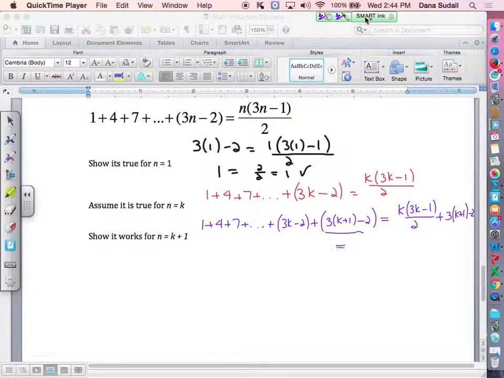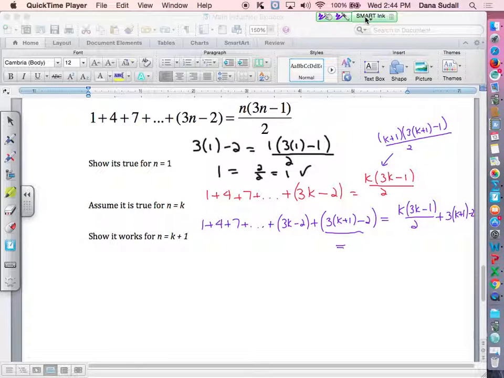And then I'm going to simplify on this right-hand side. And again, I want this to look like the next term. So instead of k, that should be k plus 1. Instead of 3k, it should be 3 times k plus 1 minus a 1. And then that whole thing is divided by 2. That's what I'm shooting for.